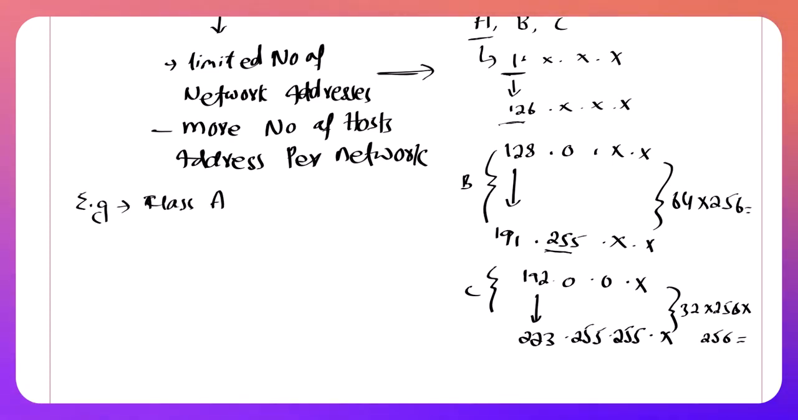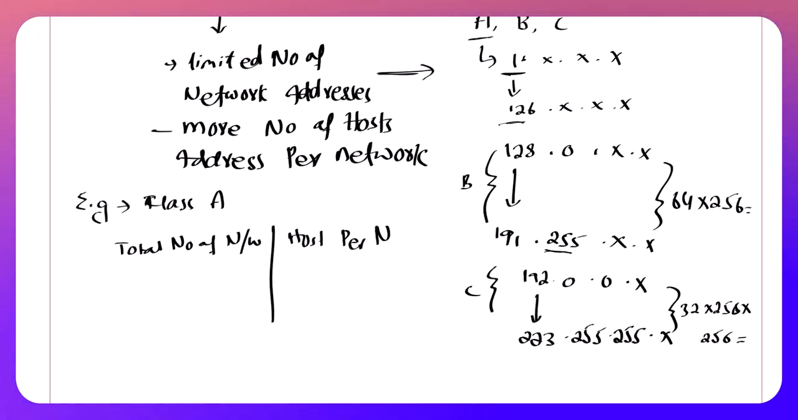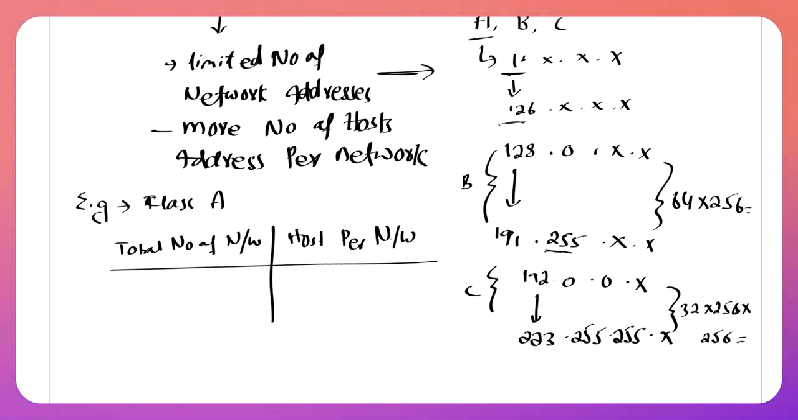Class A: total number of networks and hosts per network. So for class A the total number of networks is 126. Hosts per network is 16,777,214. This is the number of hosts per network in class A.